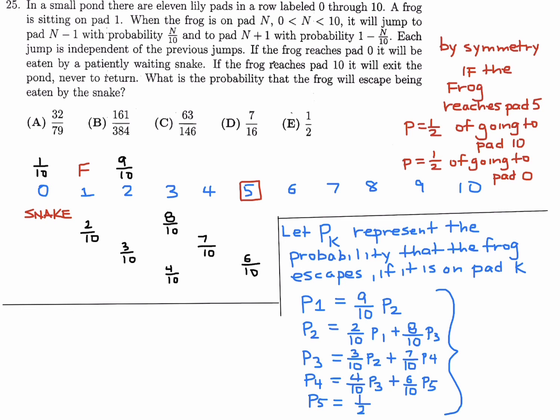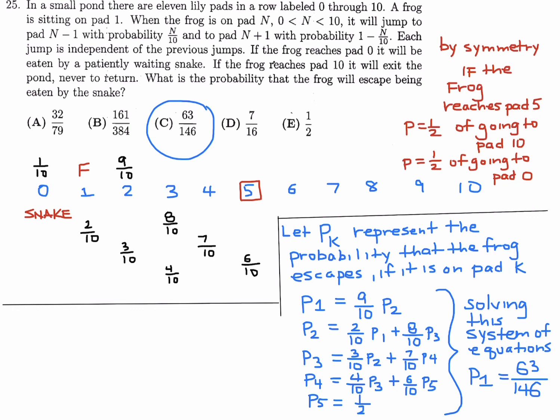And when you do, solving this, you get P1 equal to 63 over 146. So that basically means that because he starts off on pad number 1, 63 over 146 is the probability that the frog will escape. And therefore, number 25, the answer is C.